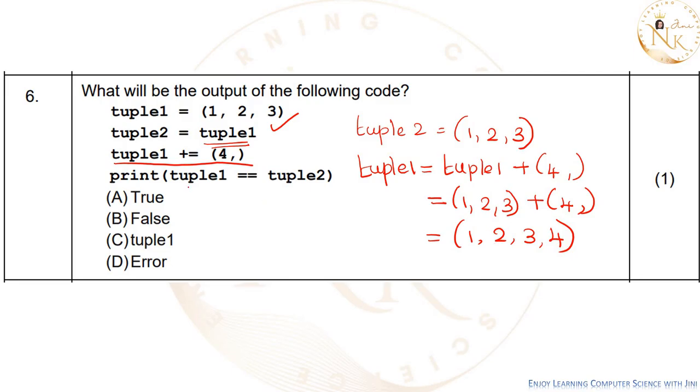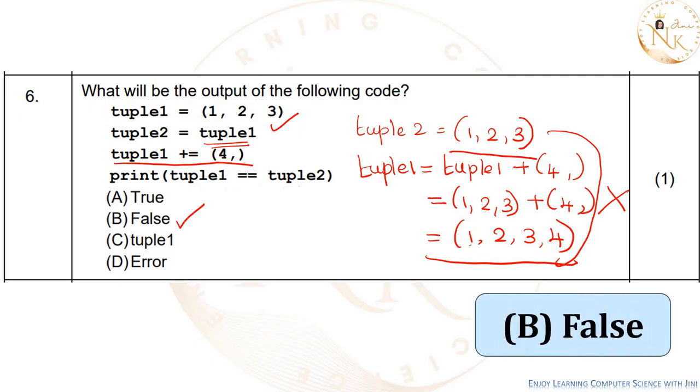Now in the next line, print tuple1 double equal to tuple2. We have to check whether both are equal. So this is your tuple1, this is your tuple2. Both are not equal. Hence it is false. Here we have 4 elements, here we have 3 elements. Hence it is false. Okay. So B, false, is the correct answer.